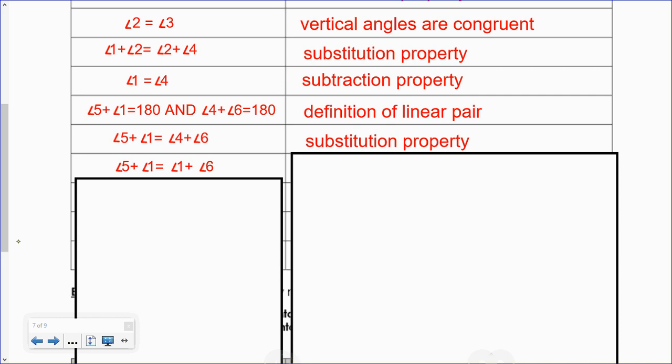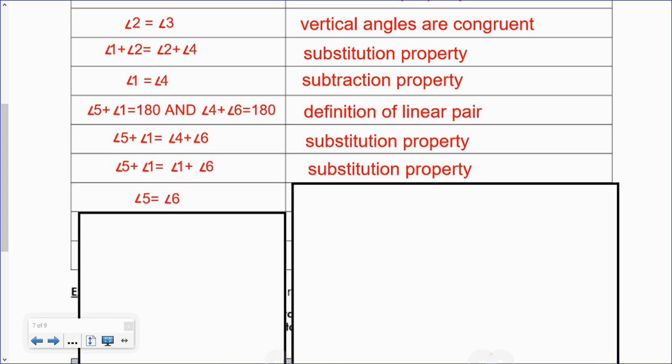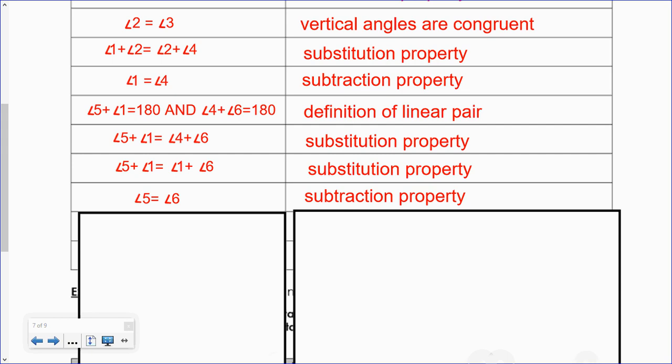What property lets me do that? Substitution again. So I use the previous step, the fact that angle 1 and angle 4 were congruent, which we got previously, to go ahead and manipulate my equation. Now what can I do? I can subtract and get 5 is congruent to 6. That's subtraction property. Is that what my proof statement was? So I'm trying to prove that 5 and 6 were congruent? Yeah, it's over there. We're done.